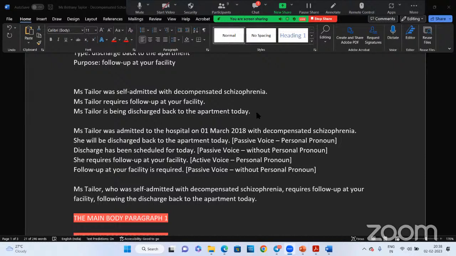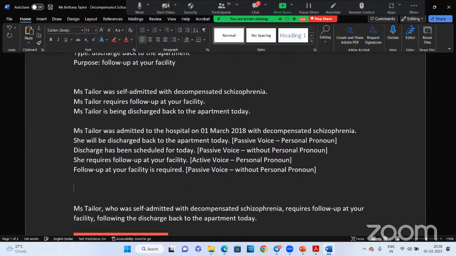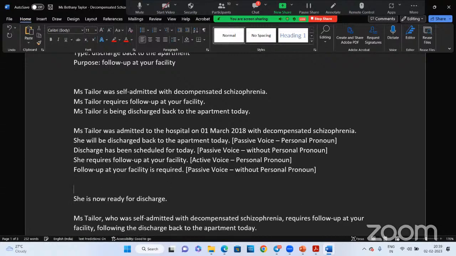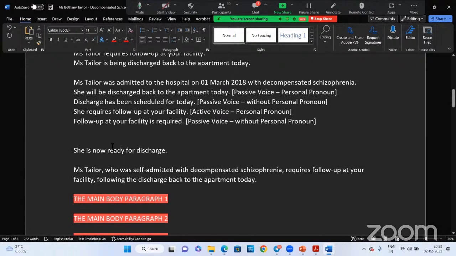You can also say many different sentences. You can also say many other sentences are there. She is now ready for discharge. This also you can use. She is now ready for discharge. The other type of sentences. I'm going to show you some more types of sentences.